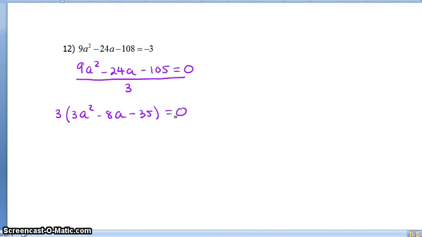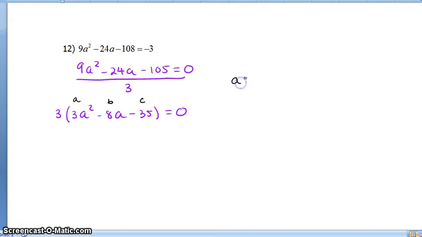Okay, so next I'm going to see that I still have the 3 in front of this a squared. So I still have a leading coefficient that's not 1, which means I'm either going to have to factor by guess and check or by grouping. So in this video, I'm going to show you the grouping method. So the first thing that you want to do for grouping is to multiply a times c. So this is your a term, this is your b term, and this is your c term.